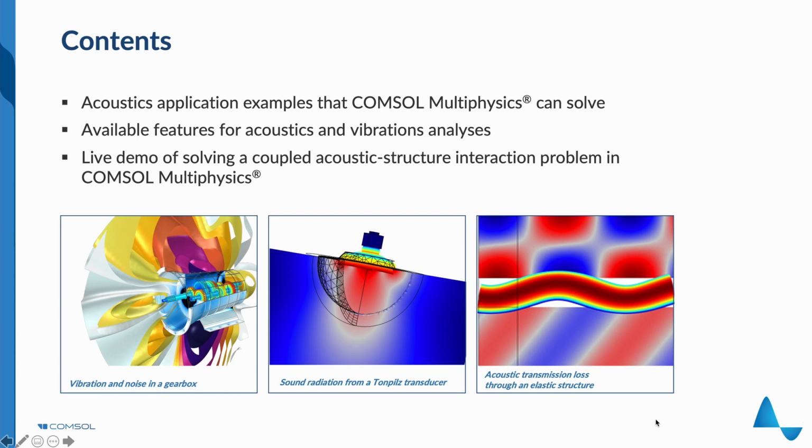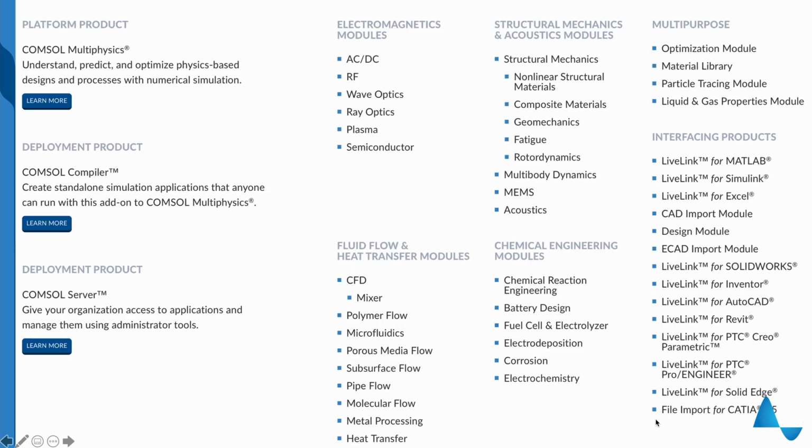structure deformation and the multi-body solution are coupled together to find out what the radiated noise is in such a gearbox application. In the middle figure, you can see how a transducer is used for such purposes, and also it can be used for acoustic transmission loss calculation through an elastic structure. So it's another way you can use COMSOL and its acoustic features here.